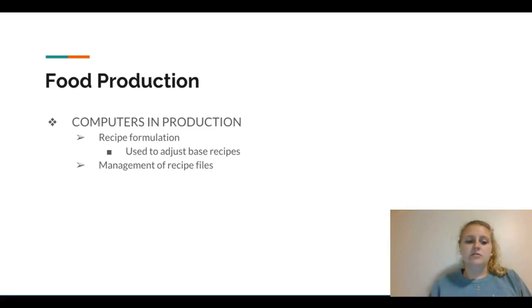Some reasons why we would use computers in food production would be for recipe formulation. That means creating recipes and altering them, which we'll talk about later, but they're used to adjust base recipes. As long as you have a base recipe on file, there's a lot of things you can do with that. Another reason is management of recipe files.